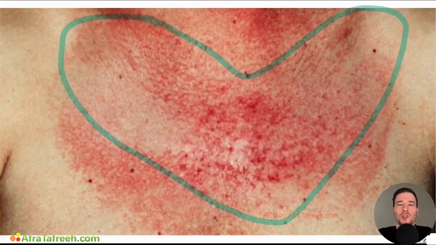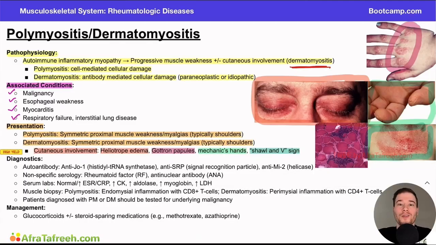Again, the reason these are so important is because it helps differentiate polymyositis versus dermatomyositis. We have all these different physical exam findings, right? We have the heliotrope rash, the Gottron's papules, the mechanic's hands, and the rash that can indicate this patient has dermatomyositis versus polymyositis.